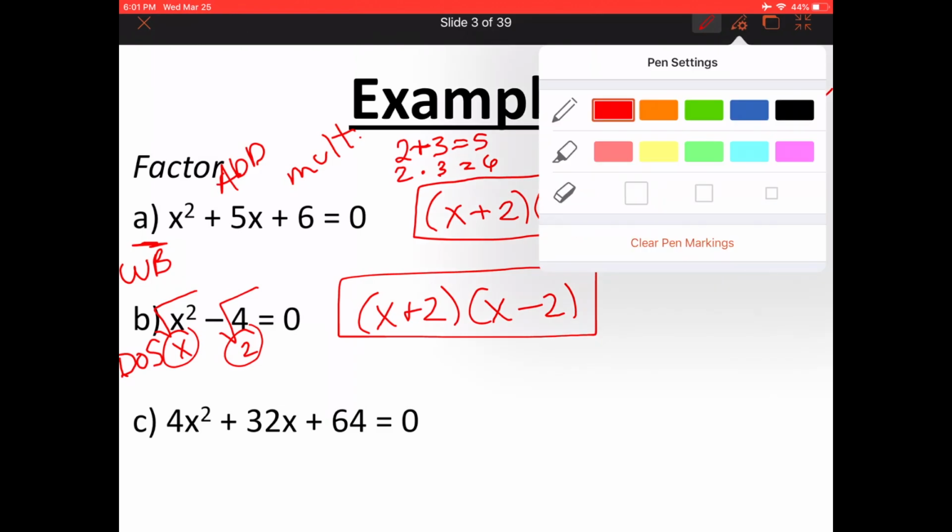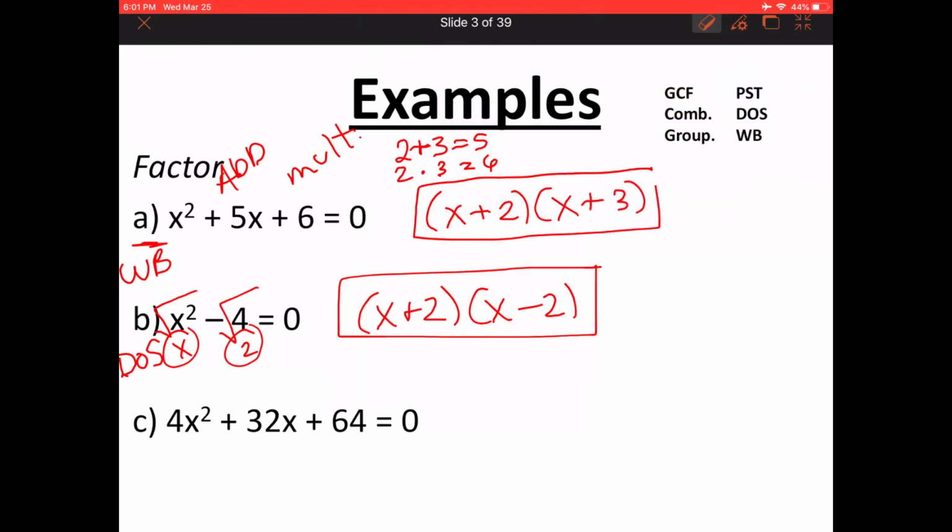For example C, again, let me clear these notations that we made so that we can use our process of elimination. For example C, I know that it's not going to be working backwards because of this coefficient, right? In order to work backwards, I cannot have a coefficient there. Now, difference of squares, I can cross that one out as well because difference of squares only takes 2 terms. I can cross out grouping because grouping takes 4 terms. And I can cross out combining because in combining they have to share that common term. So I'm left with GCF or perfect square trinomial.